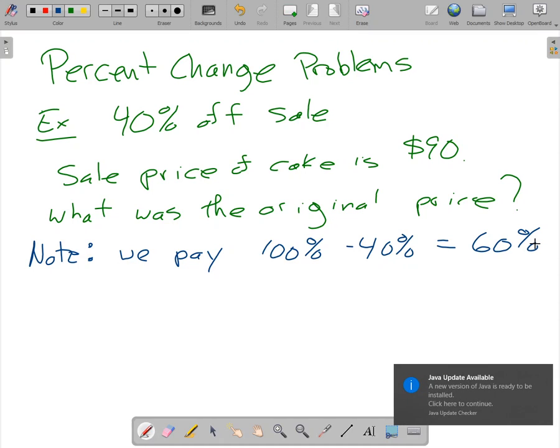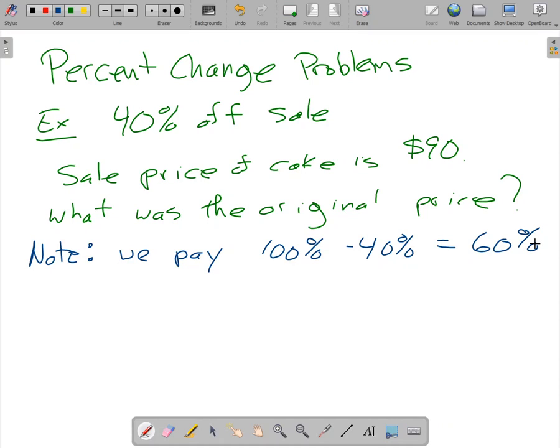Rather than calculate the discount and then do a subtraction, if I just do the subtraction from 100% up front, that's a pretty easy subtraction to make. Then I'm just going to pay 60% of whatever the original price was, and the result of that is going to give me that $90. So this is a division problem, because basically it says, what do I multiply by 60% to get 90?